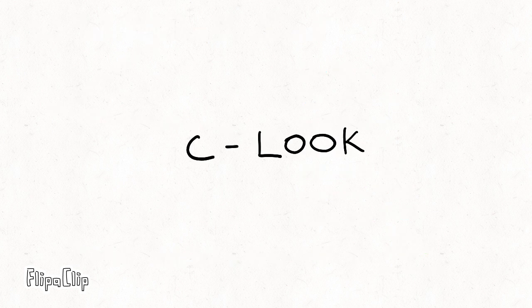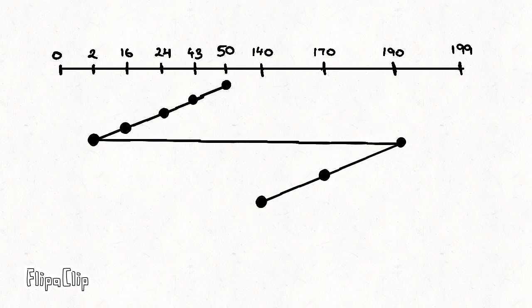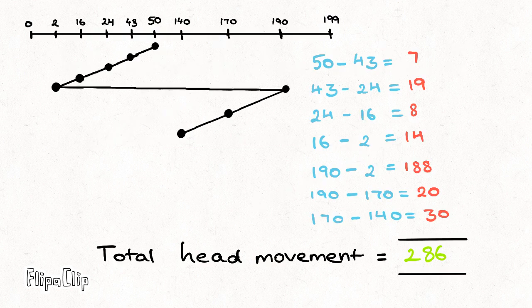C-look is also very similar, the exact same thing except it does not go to the ends. So over here in C-look we have 50 to 2 satisfying 43, 24 and 16, and it moves from 2 directly to 190 without satisfying any of the requests in between, and then it moves from 190 to 140 while satisfying 170, which gives us this mapping as it is now shown on the screen and gives us this total head movement. With this, we have completed all the algorithms for disk scheduling.